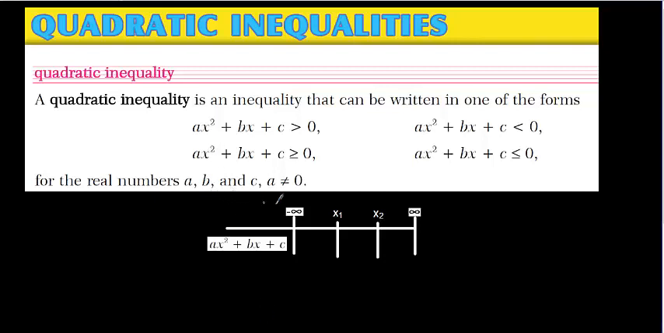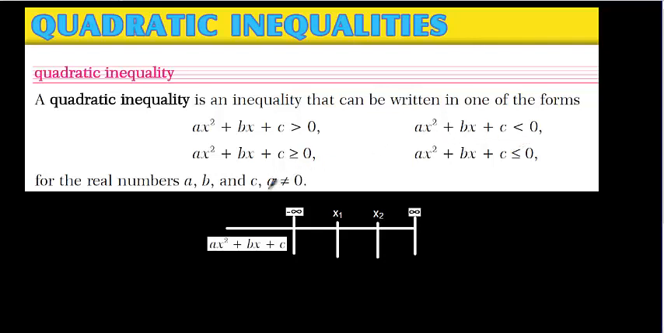In this video, I'm going to explain quadratic inequalities. A quadratic inequality, here given as a definition, is an inequality that can be written only in the forms ax squared plus bx plus c greater than 0, or less than 0, or greater or equal to 0, and the last one is less or equal to 0.